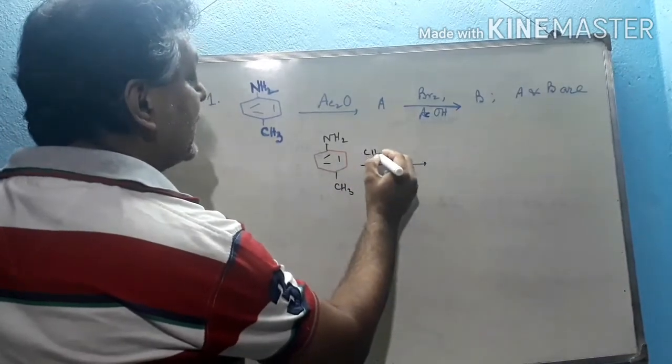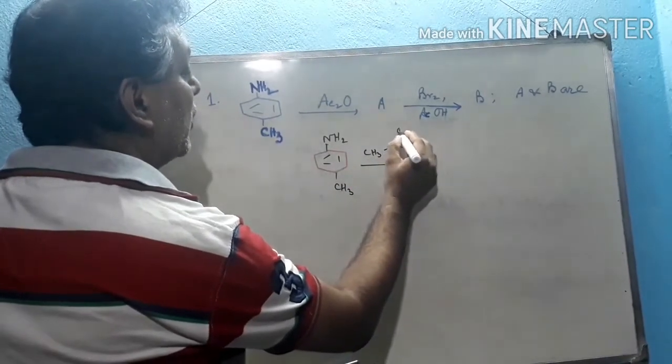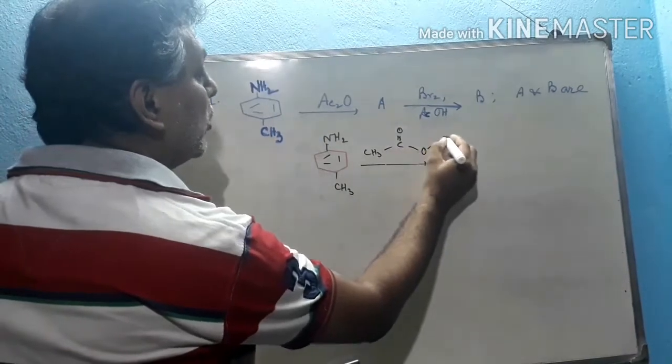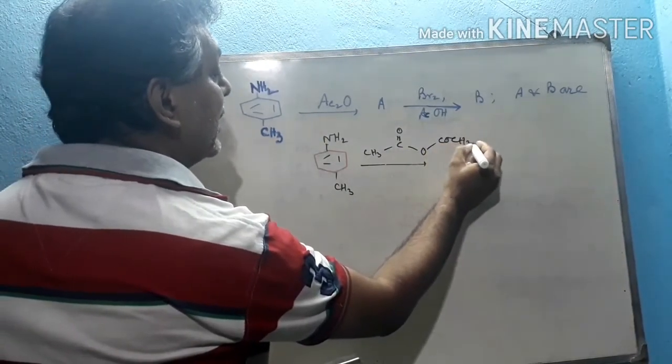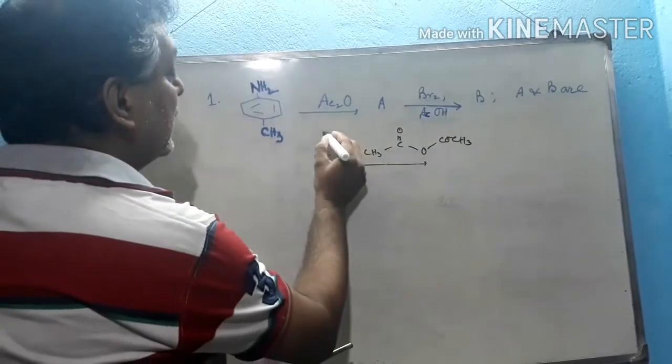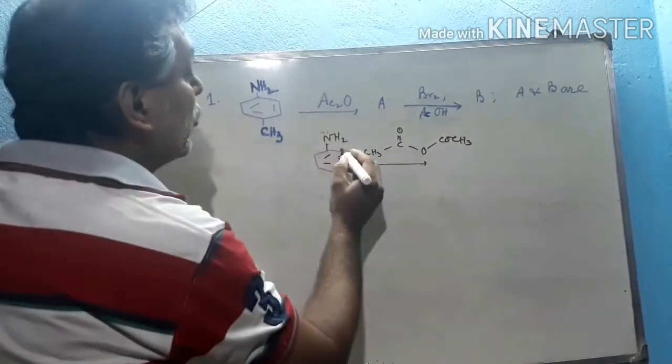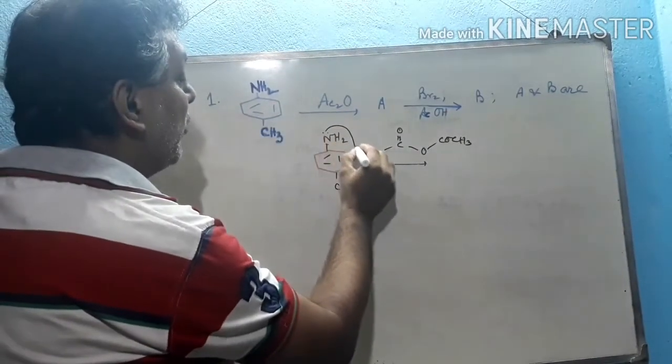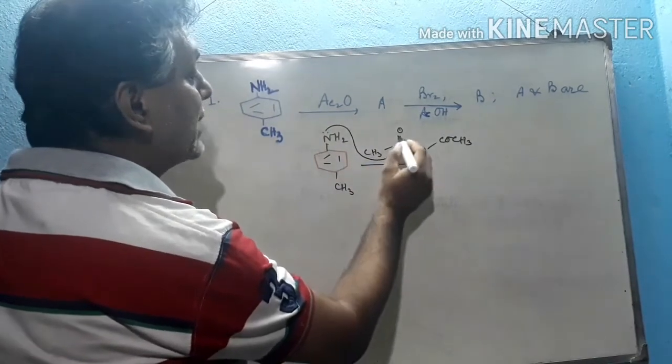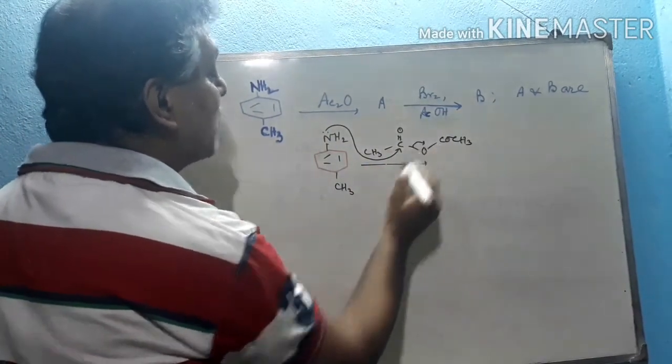Acetic anhydride is CH3, C double bond O, O, CO, CH3. The NH2 group, due to the presence of a lone pair, acts as a good nucleophile. It attacks this nucleophilic center, the carbonyl group, and liberates this part.